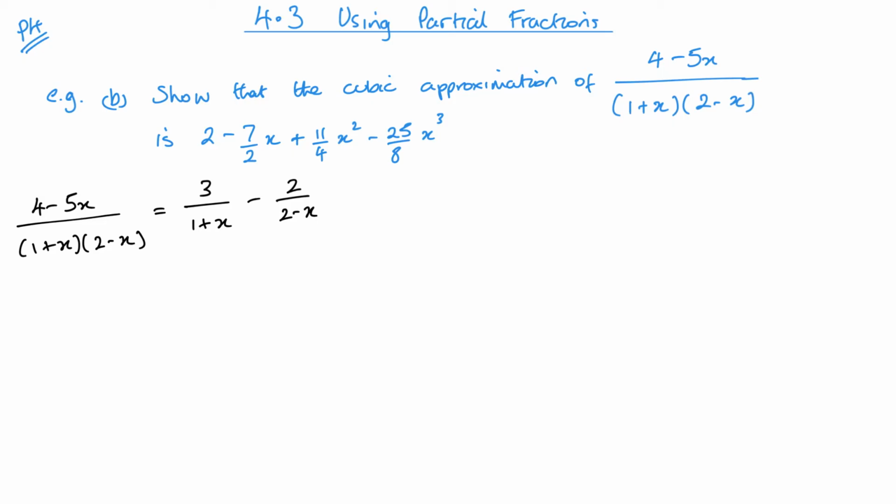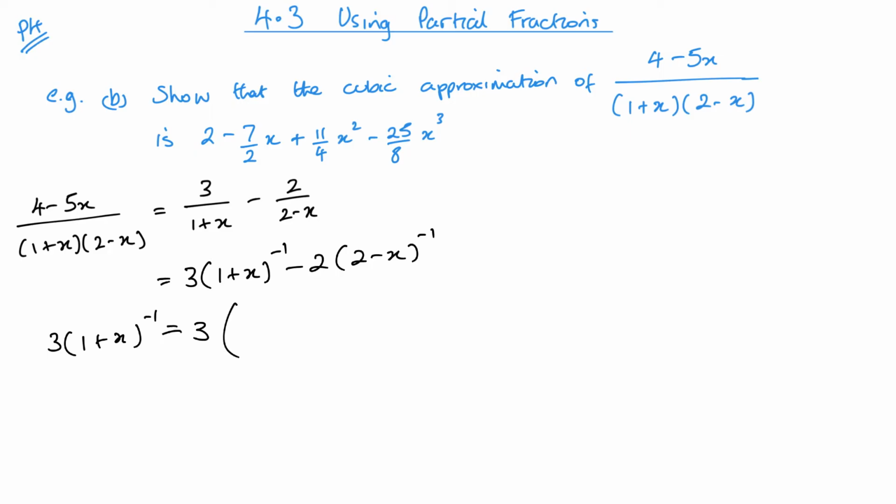Now we want to do the expansion for part B. This is what we've got when we've split this up into partial fractions. And all I want to do then is just rewrite these. So we're going to have 3(1 plus x) to the minus 1, minus 2(2 minus x) to the minus 1. And it makes sense to expand these separately. So let's do the 3(1 plus x) to the minus 1 first.